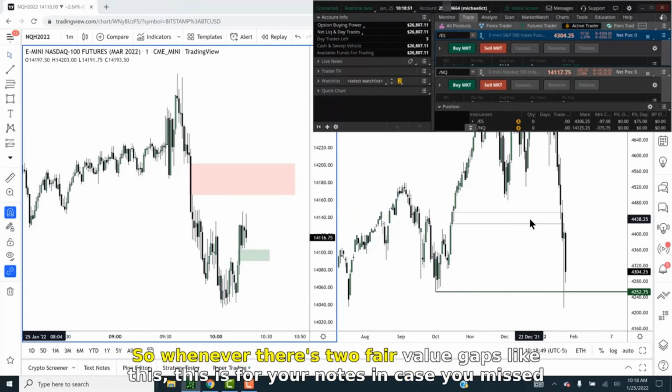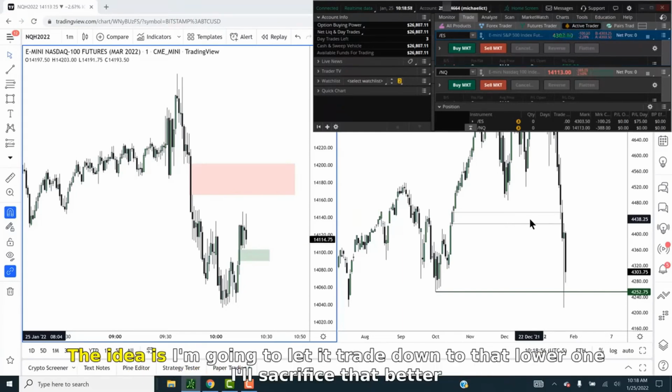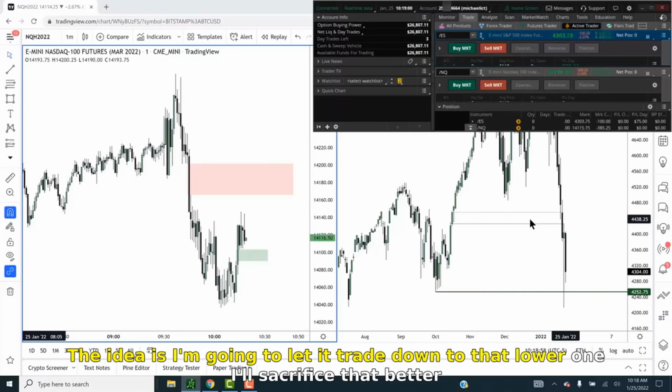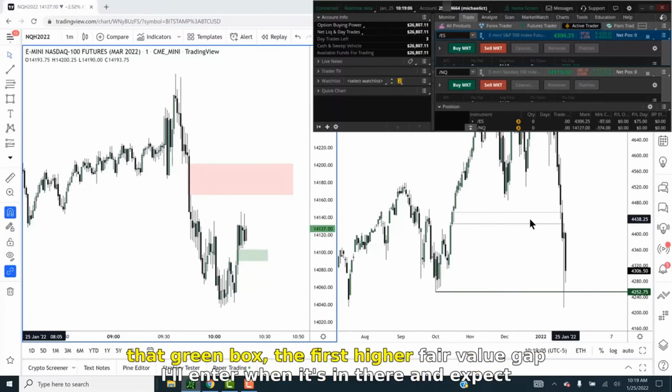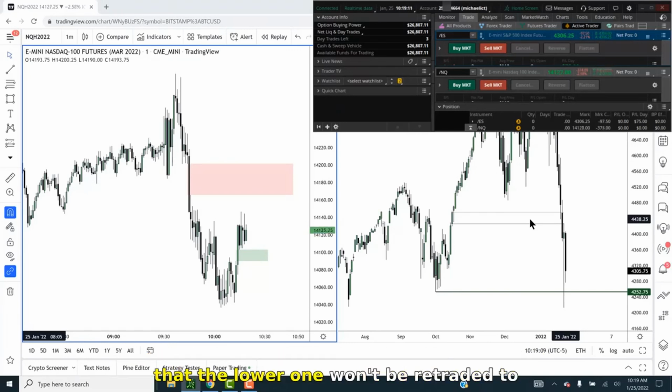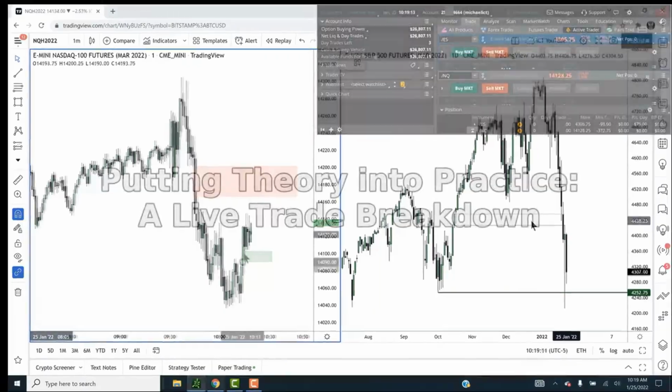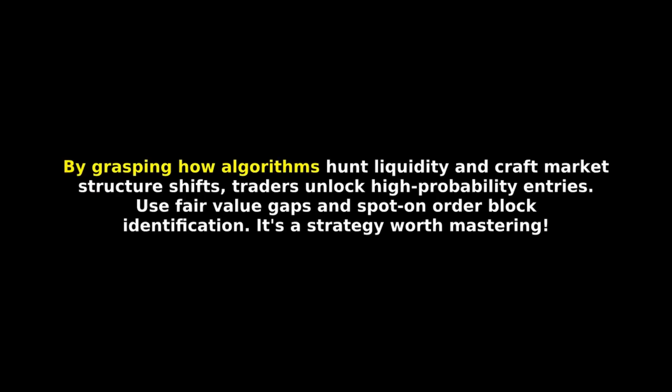So whenever there's two fair value gaps like this, for your notes in case you missed this, the idea is I'm going to let it trade down to that lower one. I'll sacrifice that better entry. And if it trades down there and then comes right back up into that green box, the first higher fair value gap, I'll enter when it's in there and expect that the lower one won't be retraded to. By grasping how algorithms hunt liquidity and craft market structure shifts, traders unlock high probability entries.